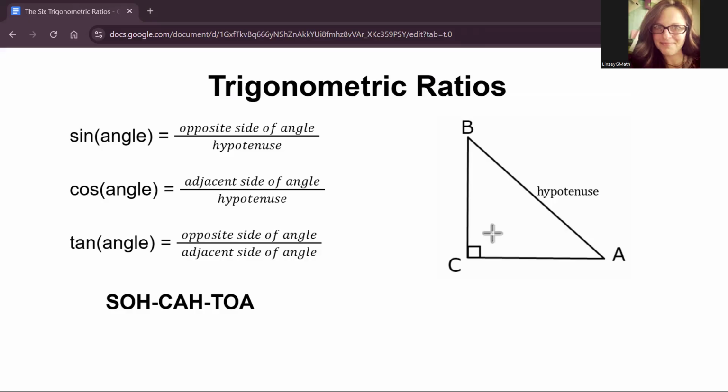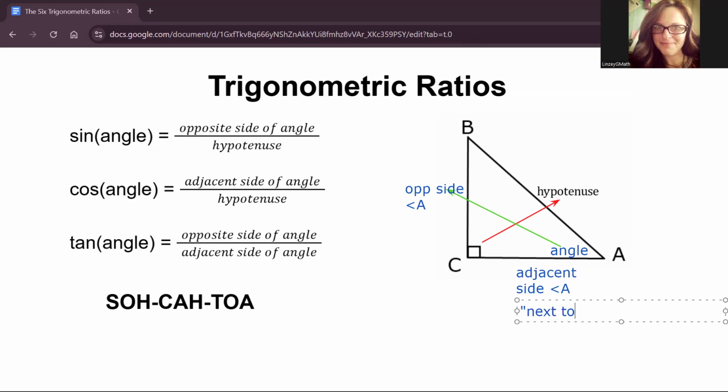Taking a look at our right triangle, the side opposite the right angle is always the hypotenuse. And then if we focus on angle A, we can find the opposite side of angle A. The opposite side of angle A is BC. And then the remaining side, AC, is the adjacent side of angle A, or next to angle A.